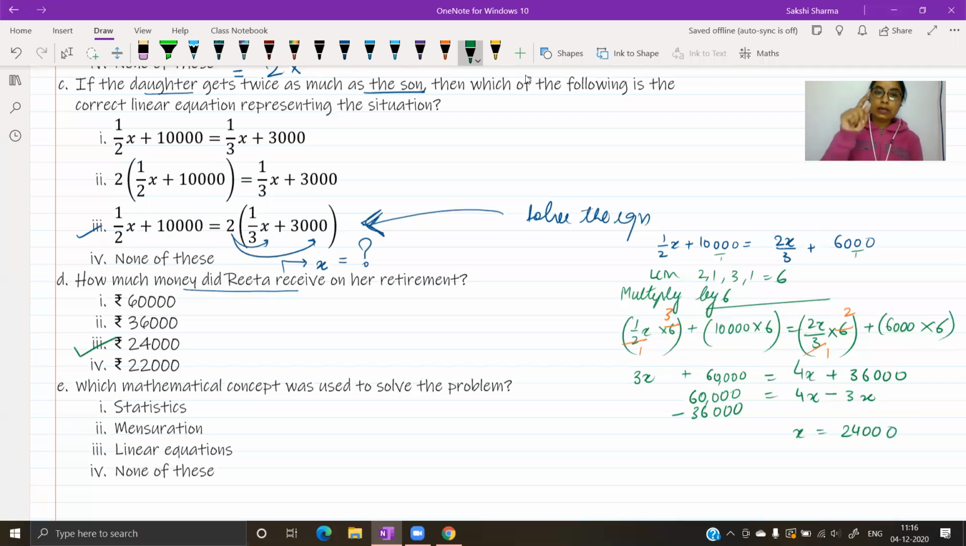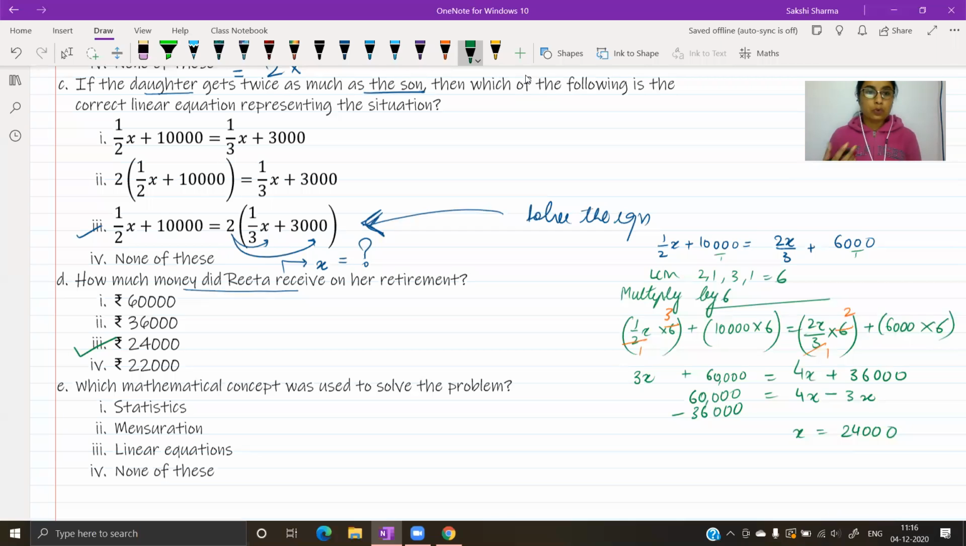Now you can see that all these parts were interrelated based on the statement. You had first part and second part, and then there was another situation given based on which you could form the equation. Solving that equation, you had a further question. In part D they are asking how much amount Rita received. They could also ask what the daughter's share or the son's share is, then you will find out accordingly. Daughter ka share milega half of 24,000 plus 10,000, and son's share would be 1/3 of 24,000 plus 3,000. So if the question were that way.